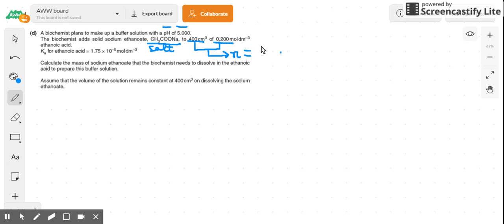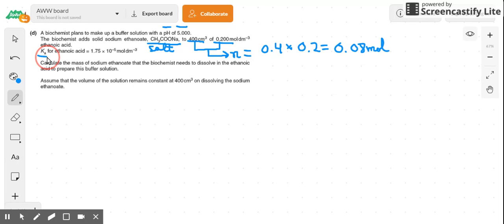That might give you a mark. So that's 0.40 cubed times 0.2, which equals 0.08 moles.